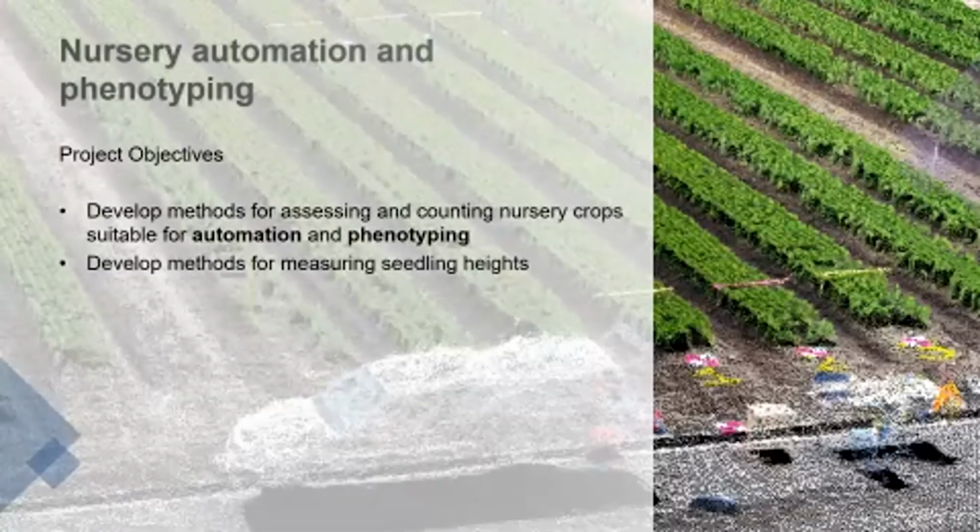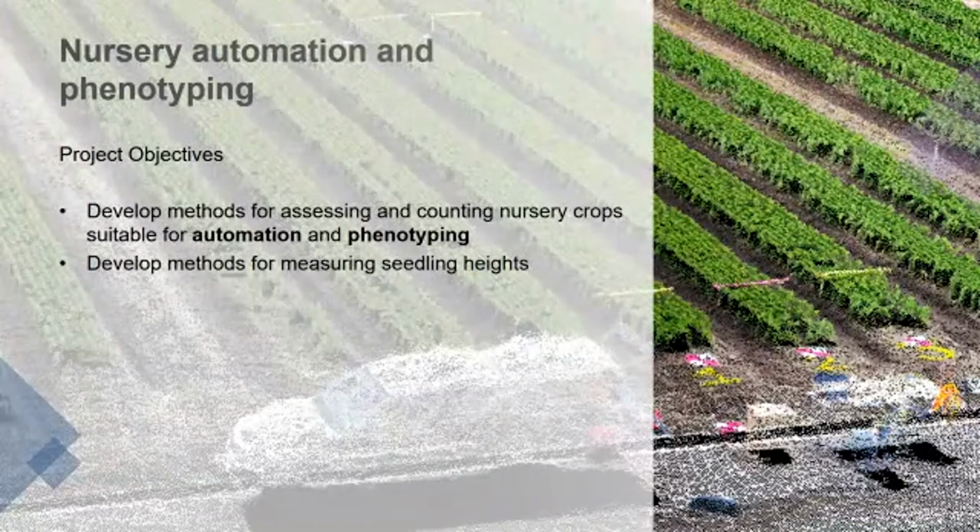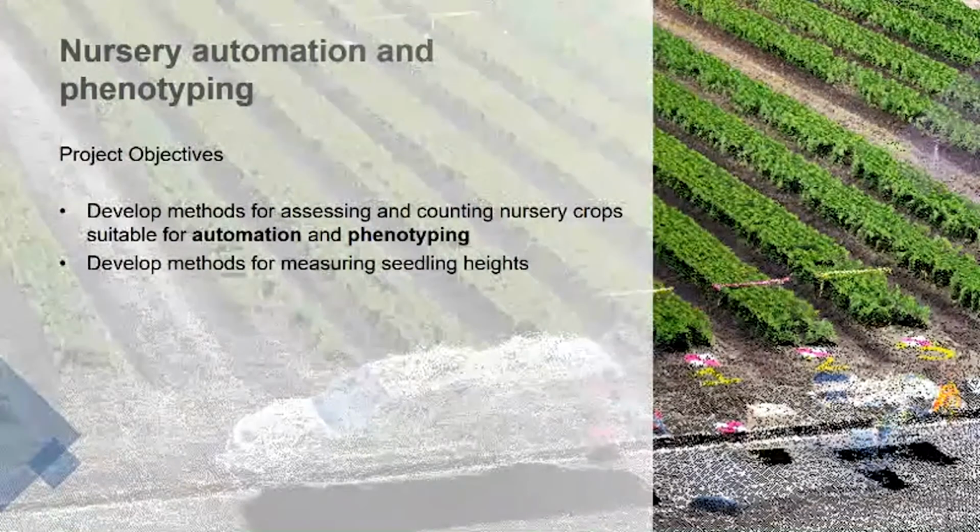We wanted to develop methods that would allow us to rapidly assess and count nursery crops in a way that was suitable for both automation and phenotyping. And at the same time, we wanted to test new sensors that had become available, which could allow us to count seedlings and measure their height at the same time.